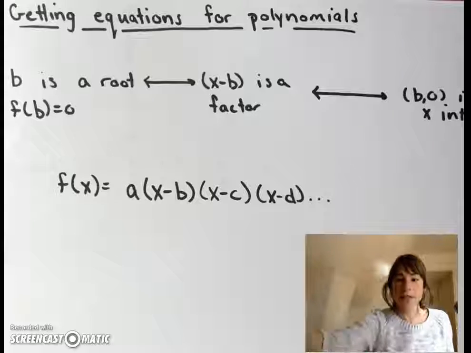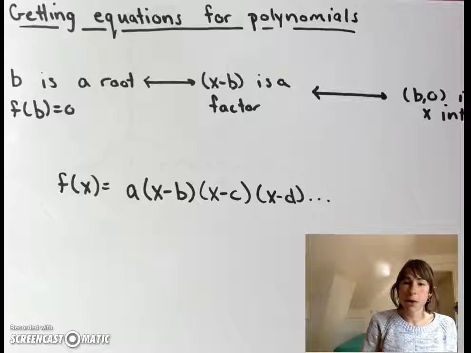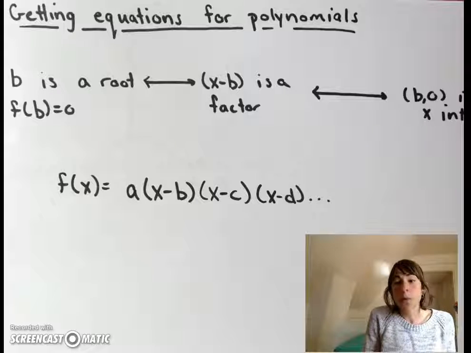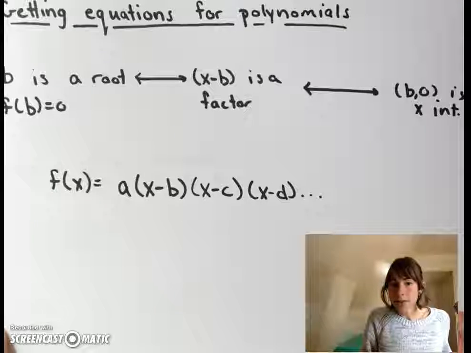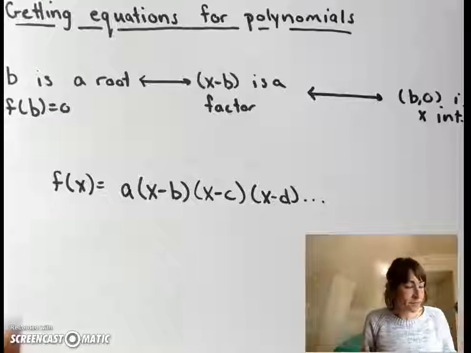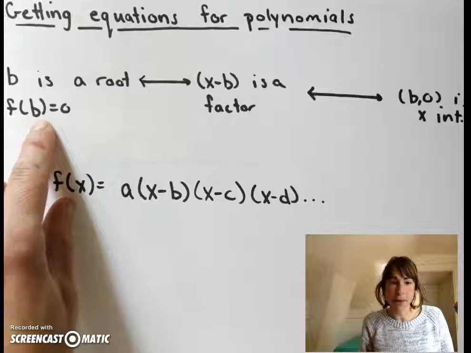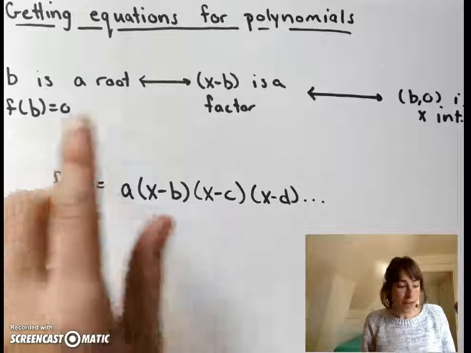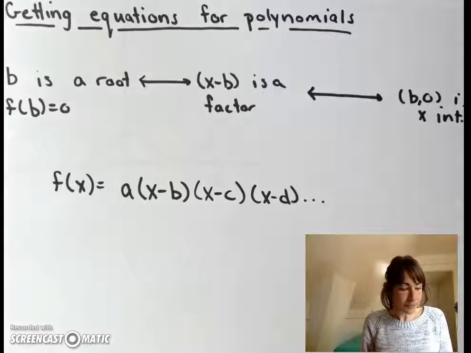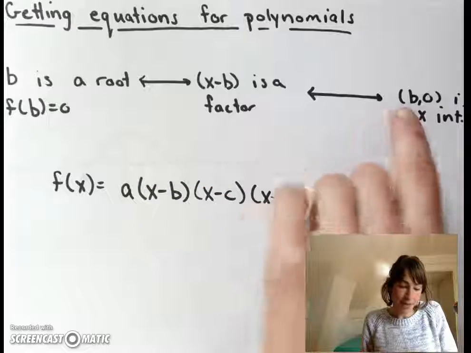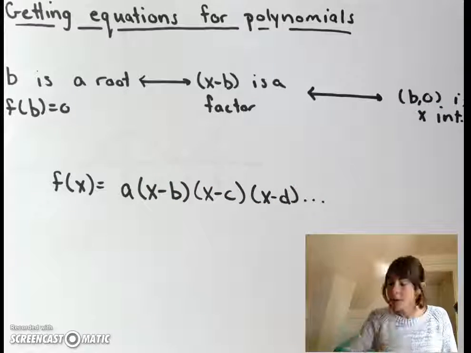Hi everyone, in this video I want to show you how we can get an equation for a polynomial if all we know is the roots or the x-intercepts. So the main tool that we're using here is that if b is a root, so in other words when I plug b into my equation I get 0, that's the same as saying that x minus b is a factor. That's also the same as saying that (b, 0) is an x-intercept.